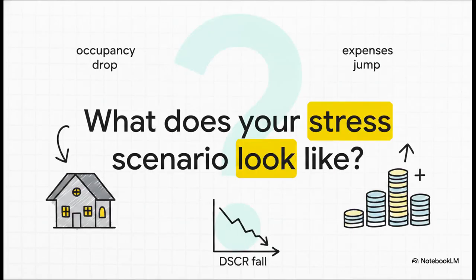But hey, don't just stop at that going-in number. I want to leave you with this final incredibly powerful question to ask before you invest a single dime. What does your stress scenario look like? Literally ask them. If occupancy drops by 10% or if expenses suddenly jump, where exactly does the DSCR fall? Because knowing the answer to that question is exactly what separates hopeful participants from truly savvy, focused investors.